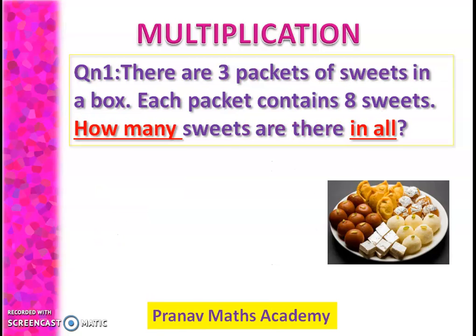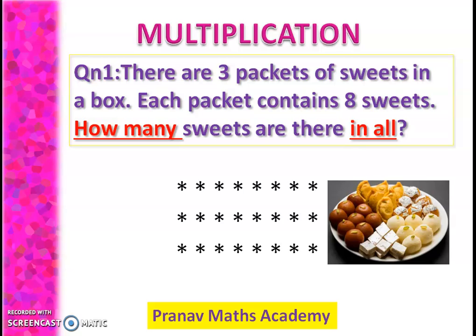Next question. There are 3 packets of sweets in a box. Each packet contains 8 sweets. How many sweets are there in all? Here the keyword in all indicates this problem is of multiplication type. Here you have to multiply 3 by 8. You can draw a diagram for this to understand it well. So 3 into 8 equal to 24 sweets. There are totally 24 sweets.